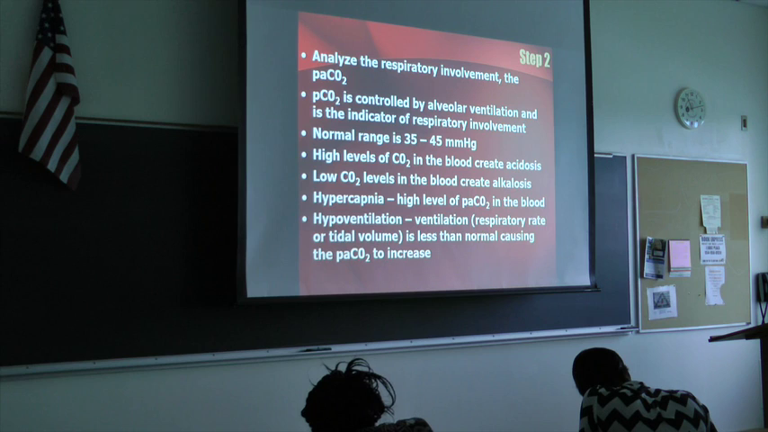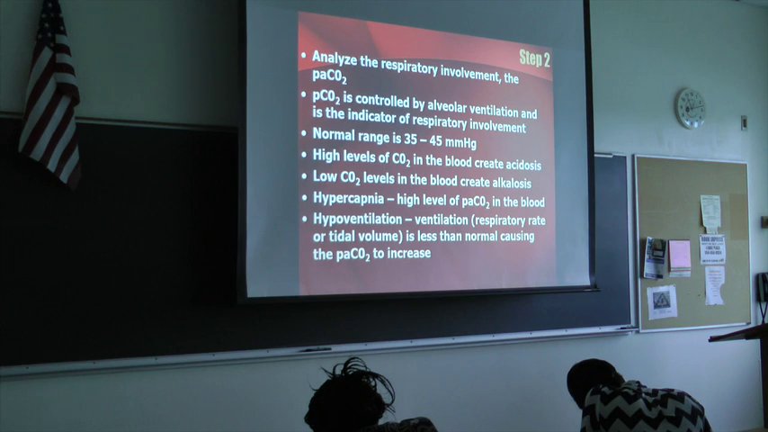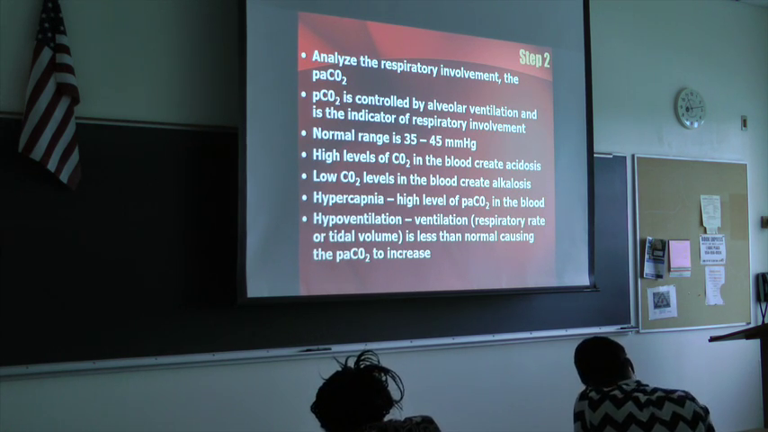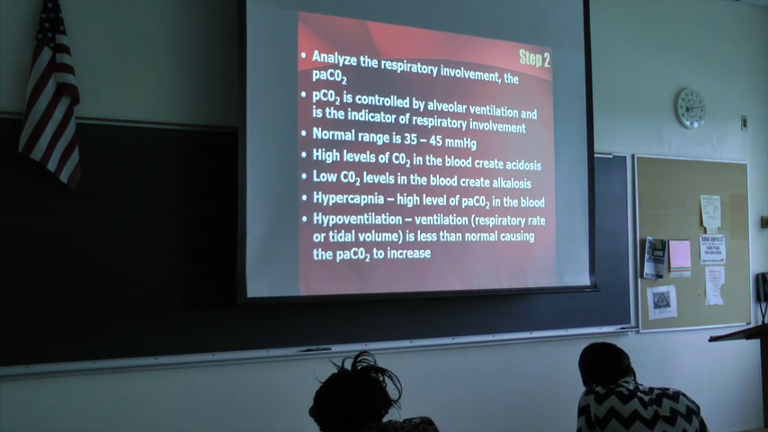PaCO2 is controlled by alveolar ventilation, the air going in and out of the alveoli, and is the indicator of respiratory involvement. A normal range for CO2 in arterial blood is 35 to 45 millimeters of mercury. High levels of carbon dioxide in the blood create acidosis. Low carbon dioxide levels in the blood create alkalosis. So if somebody has high CO2, we can say they're hypercapnic. They have hypercapnia.